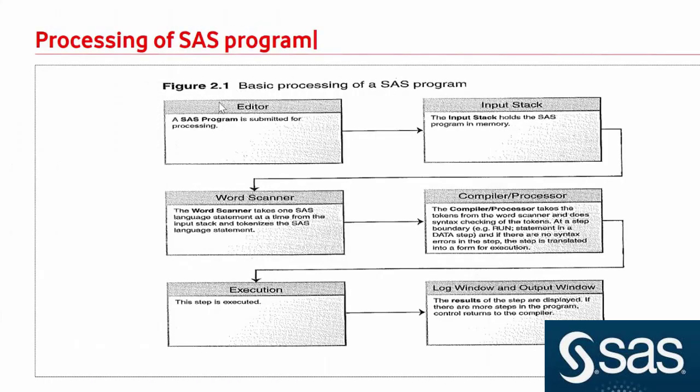Processing of SAS program. Here we are going to show how a SAS program is executed internally and results are shown in the output window. First, code is submitted for execution. Then the code is stored in the input stack and tokenized, and each token is checked for syntax errors in the compiler. If no error is present, then it is executed and results are shown in the output window.